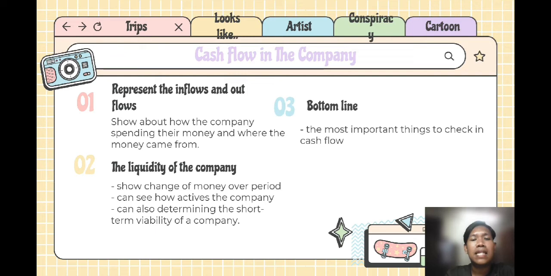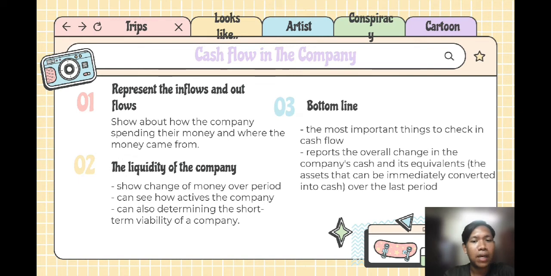So the last reason is the bottom line. In the cash flow, we have to see the bottom line. It is the most important thing to check in the cash flow. Why? Because the bottom line reports the overall change in the company's cash and its equivalent, the assets that can be immediately converted into cash, over the last period. And it shows whether the company is able to pay the bills with cash. So it is important.